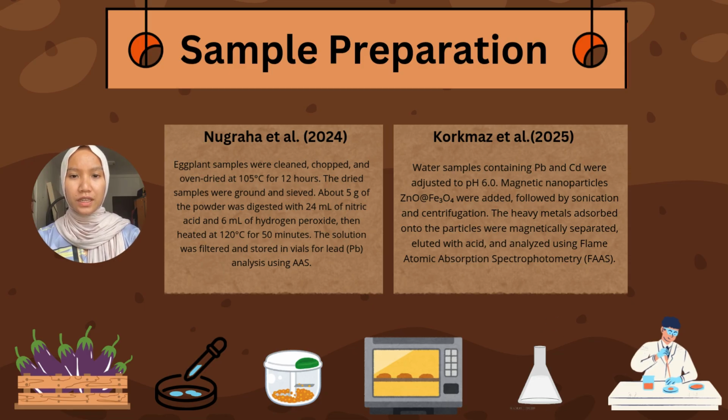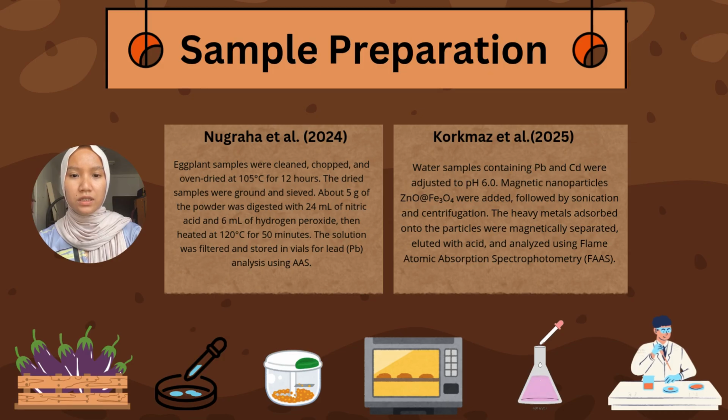Three journals utilize atomic absorption spectrophotometry, AAS, for analysis. The first journal focused on analyzing purple eggplant samples from Pontianak, which were prepared, washed, drying, crushing, and dissolving in acid before AAS analysis. It is from Nugraha et al. 2024. The second journal synthesized ZnO or Fe3O4 nanoparticles for the removal of lead and cadmium from water.